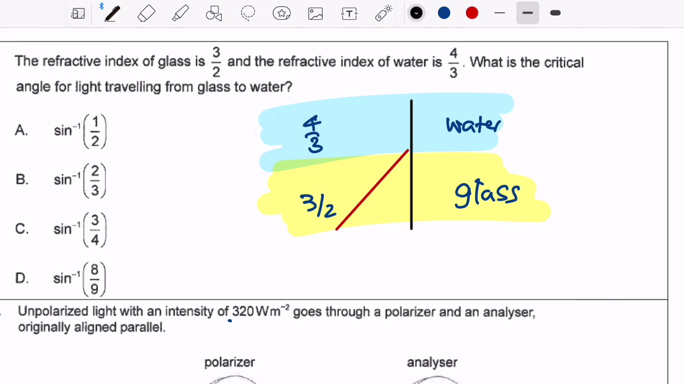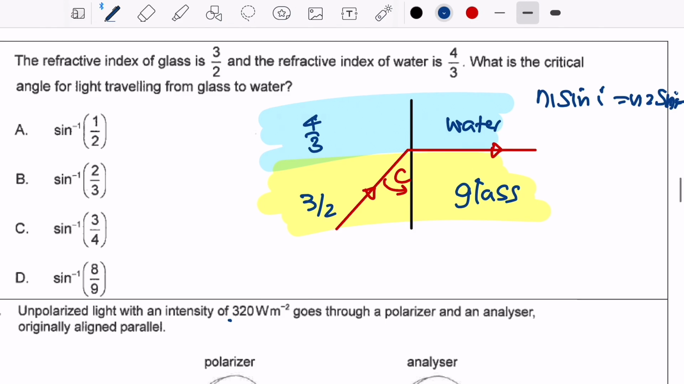This is the normal. And at critical angle, the light wave will move between the two mediums or through the interface, right? Now they ask about this angle. Doesn't matter as long as the light is trying to refract, we can write Snell's law, right? So what is Snell's law? N1 sin I equals N2 sin R, right?